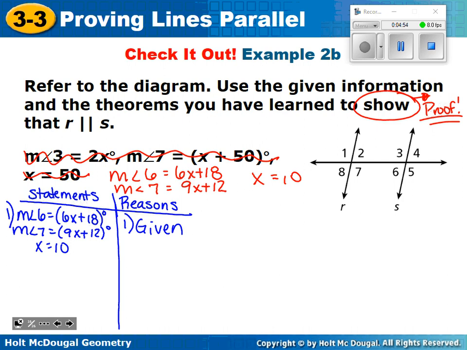Then the next thing I would do if I were you is go to your picture and look and see what kind of angles are 6 and 7. Very good. Same side interior. What did we learn last class period needs to be true about same side interior angles in order for the lines to be parallel? Supplementary, SSS, same side supplementary. So we do not need to show that these are congruent. We need to show that these angles are supplementary. Okay, so keep that in mind. We want them to add to equal 180 and be supplementary. So what would be our next step?